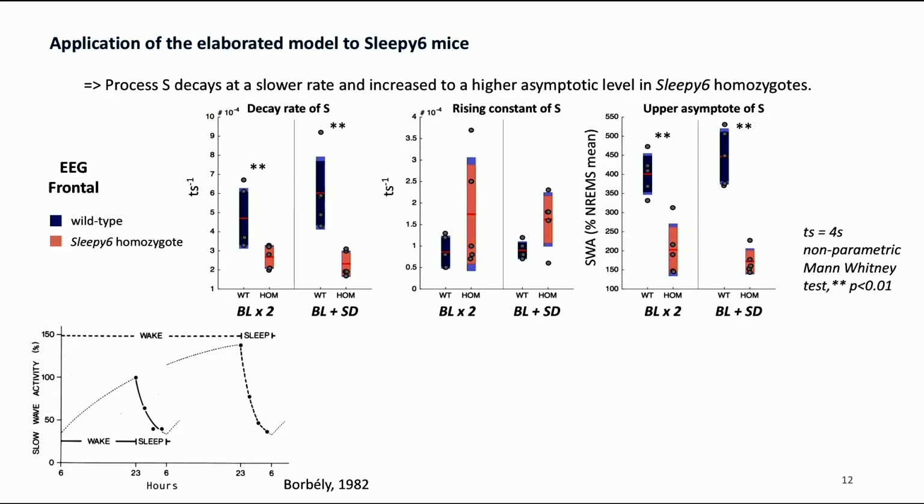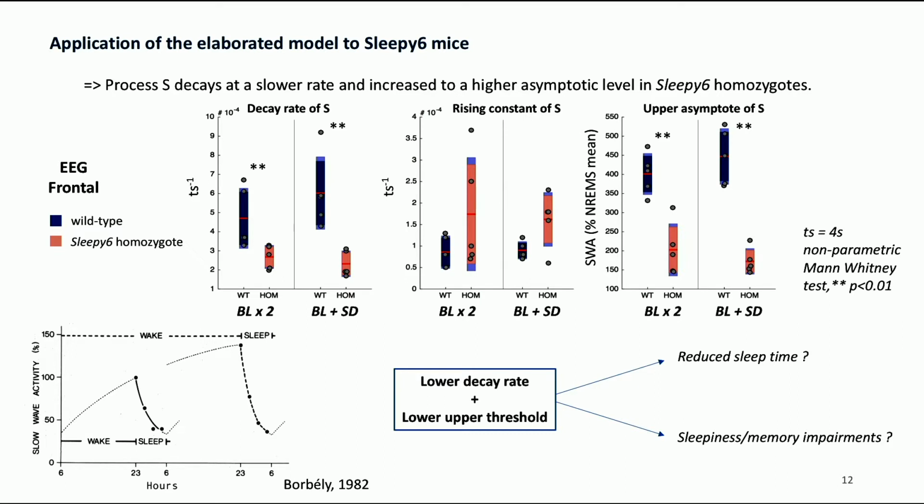And if you look at the upper asymptote, so how high it would go should it continue to increase, again, it's much lower in the homozygotes. This is not too surprising given their reduced slow wave activity level. This was more unexpected because they show the slower decay rate, but they show less sleep, which you could think maybe they sleep less because they dissipate the sleep pressure more quickly. Actually, they dissipate it not as quickly.